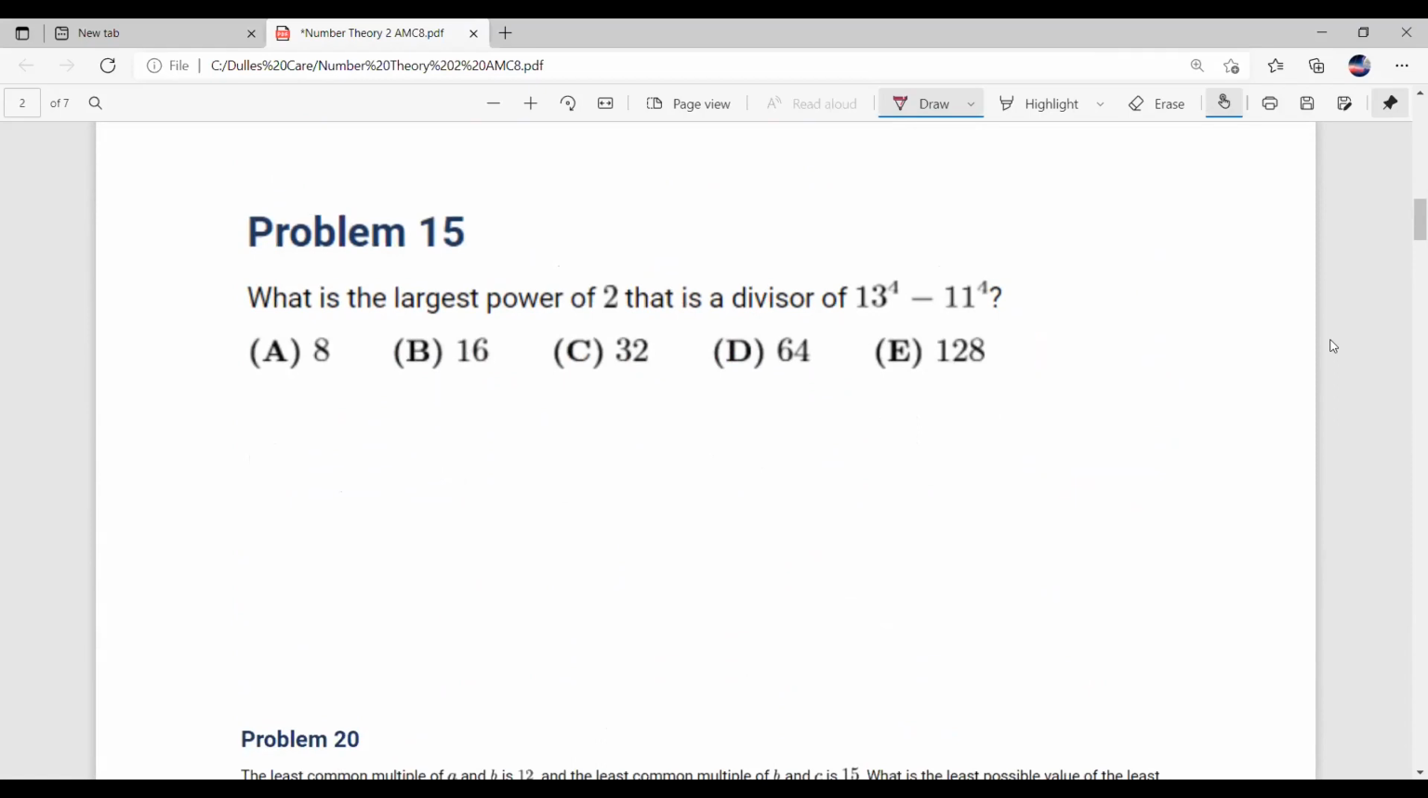What is the largest power of 2 that is a divisor of 13 to the 4 minus 11 to the 4?